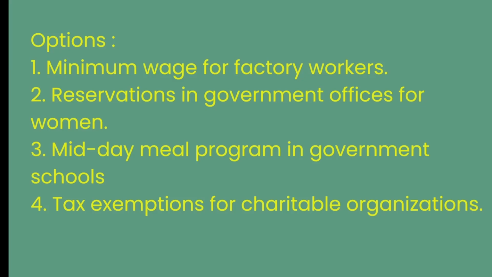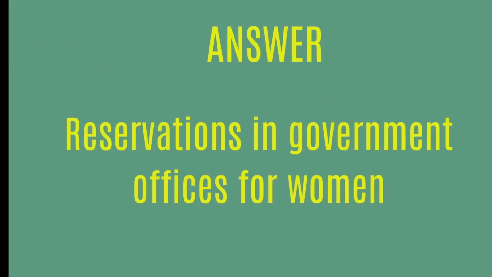Let's see the best example here, which is reservations in government offices. Reservations will bring about equality because you will have more women coming in. Women have been unjustly treated. In India, we can take women to be one of the minorities. So reservation in government offices for women is an example where both equality and justice have been addressed.